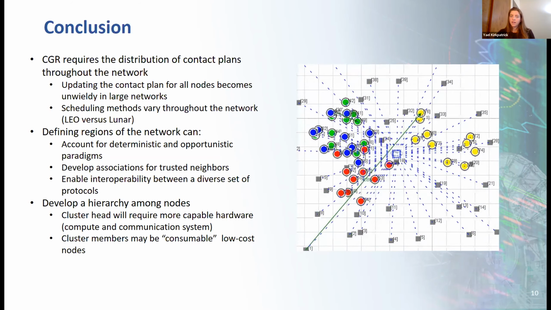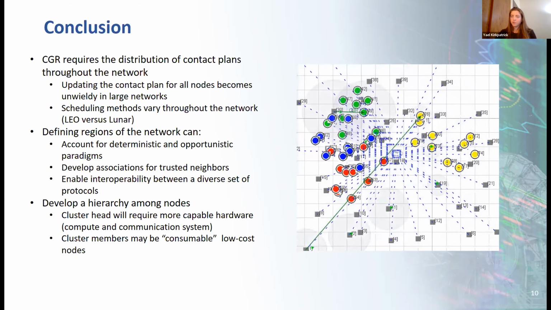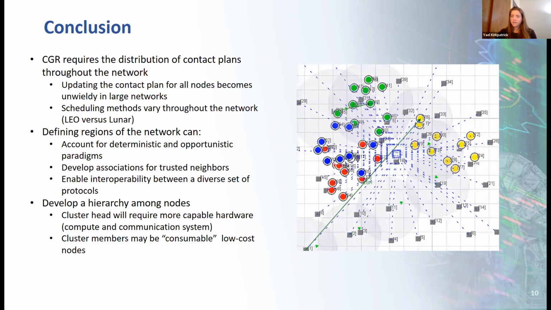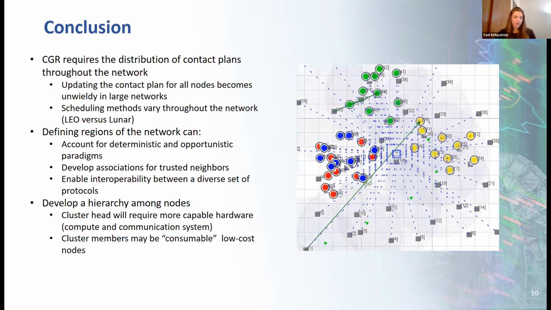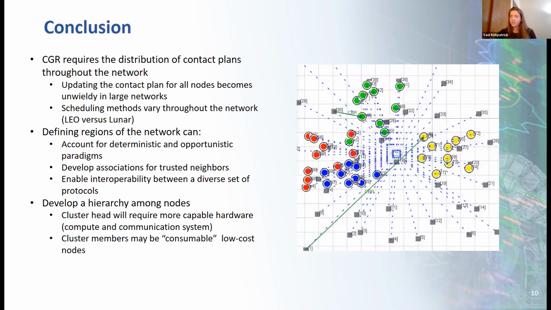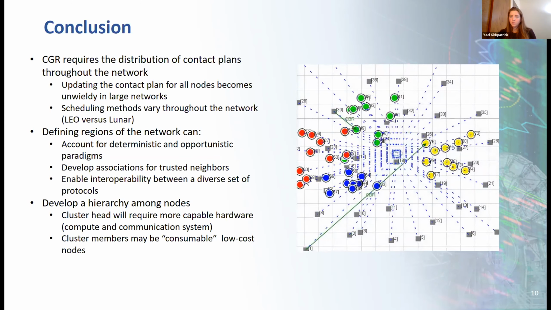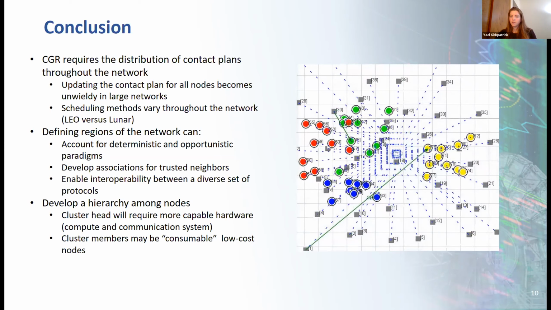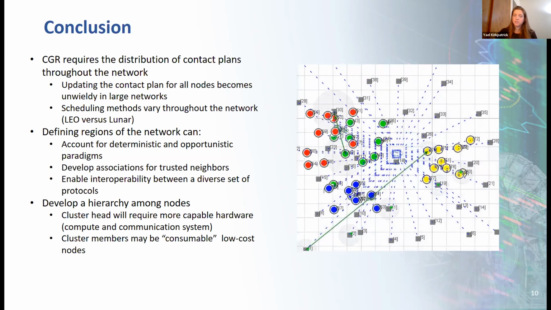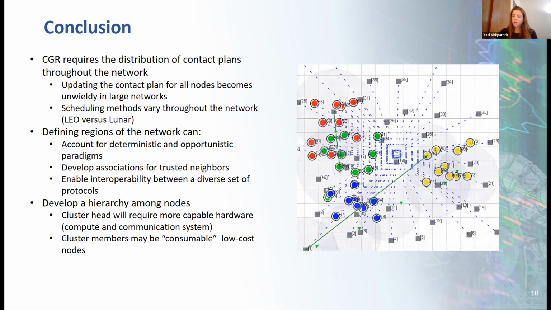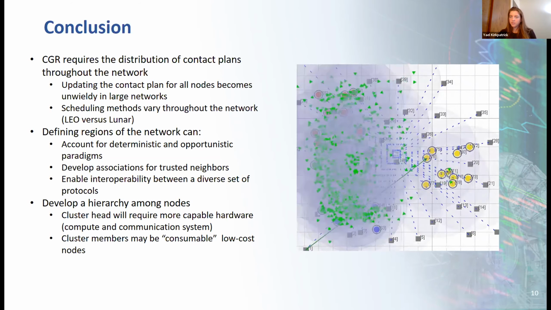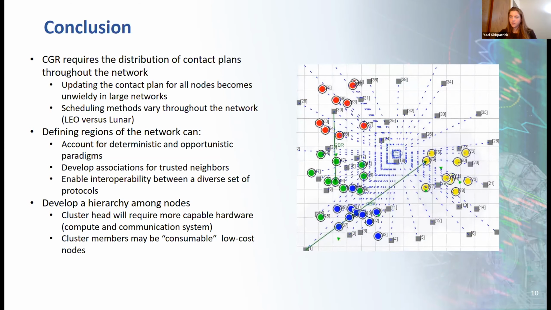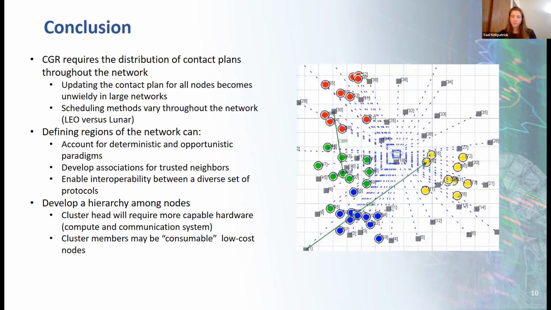It can also allow interoperability between different kinds of protocols. We can combine different kinds of networks in our space internet. And finally, it can also develop a hierarchy among nodes. So we could have some nodes that are potential cluster heads and might need more robust hardware and more capable computational systems. And some nodes can just be low-cost little nodes that are never cluster heads, and they just rely on other nodes to manage the network around them.